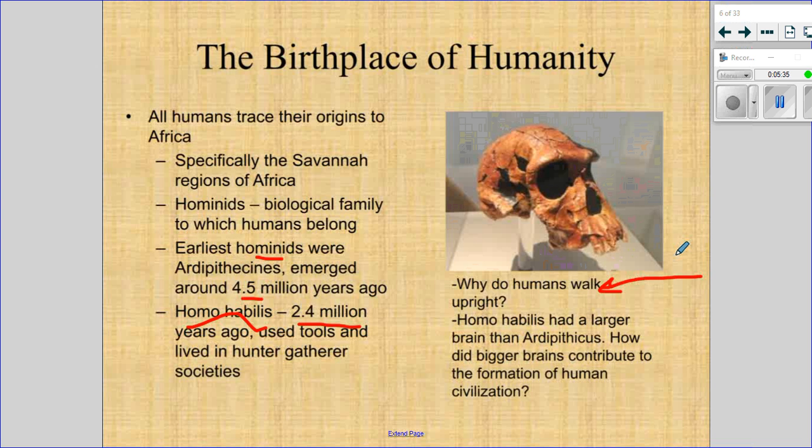All right, so Homo habilis had a larger brain than Ardipithecus, and bigger brains also caused some interesting things to happen. So with a large brain, human ancestors couldn't be born with a fully developed brain, obviously, for obvious reasons, right? So they had to be born with an underdeveloped brain in order for a woman to be able to give birth to them, right?